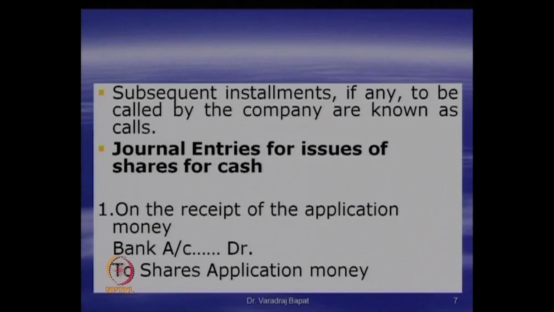Now let us understand what are the journal entries for issue of shares for cash. As you can see here, the first one is when the application money is received. Here the money comes in for the company through bank, that is why the bank account is debited, and a separate account known as share application money account is created. So money which comes in goes into the bank account and the share application money account is created.